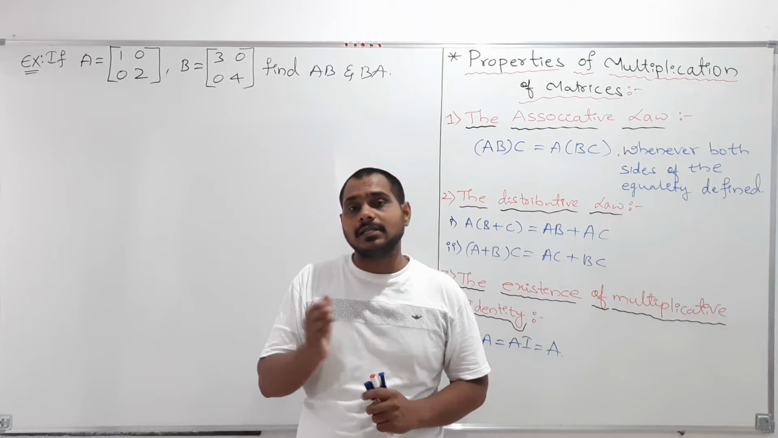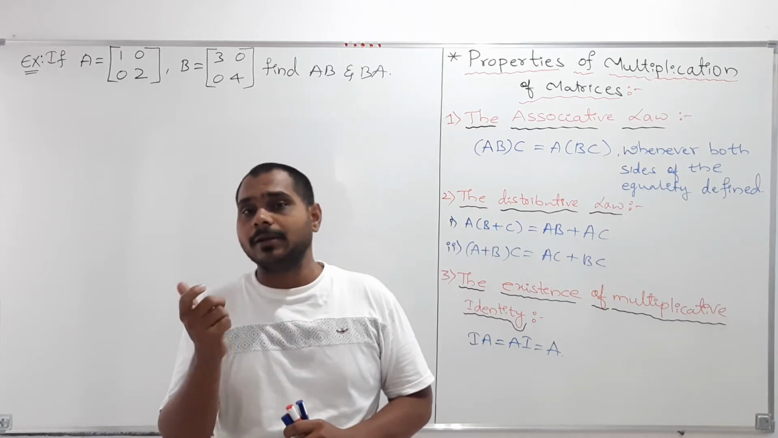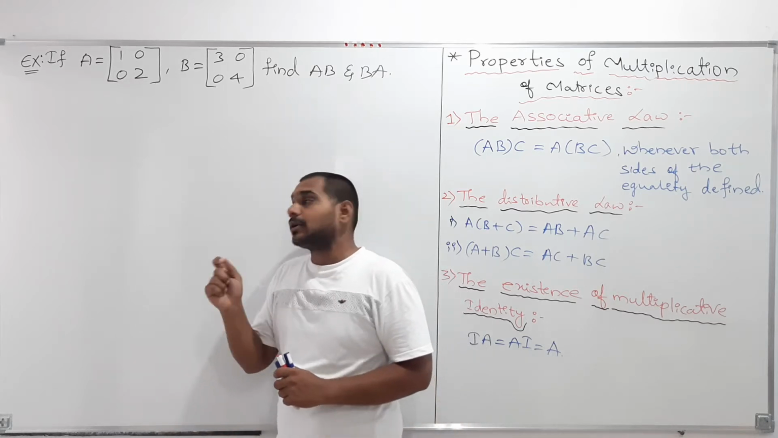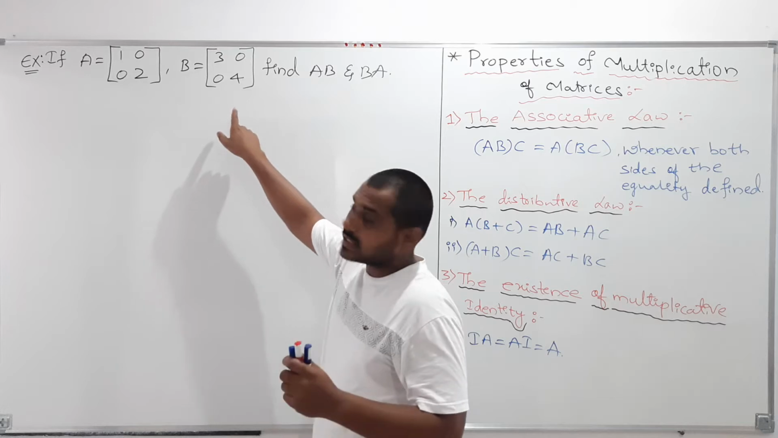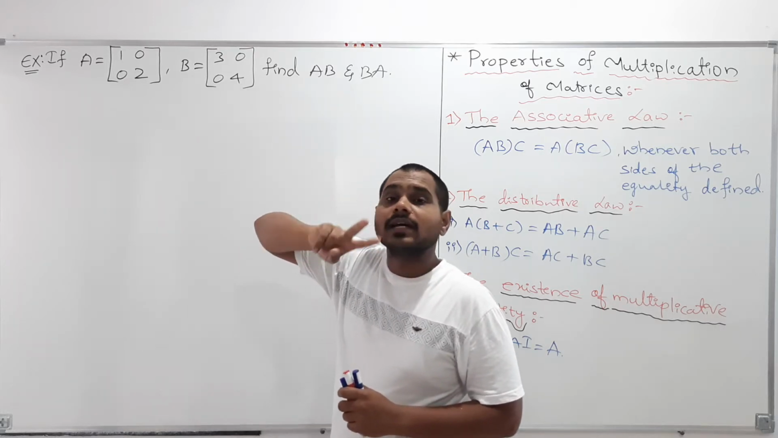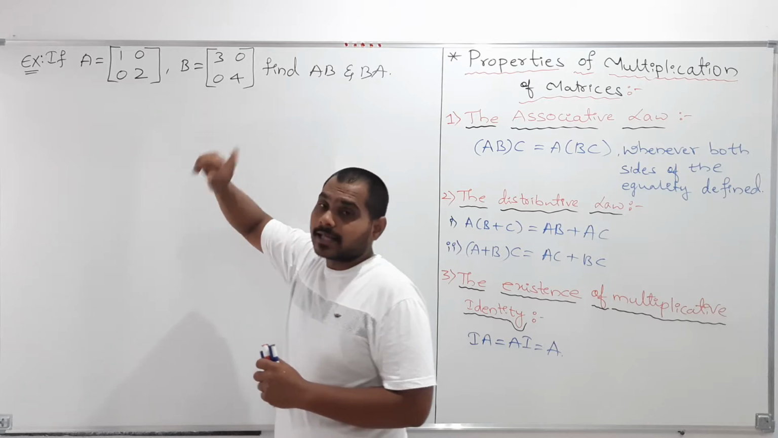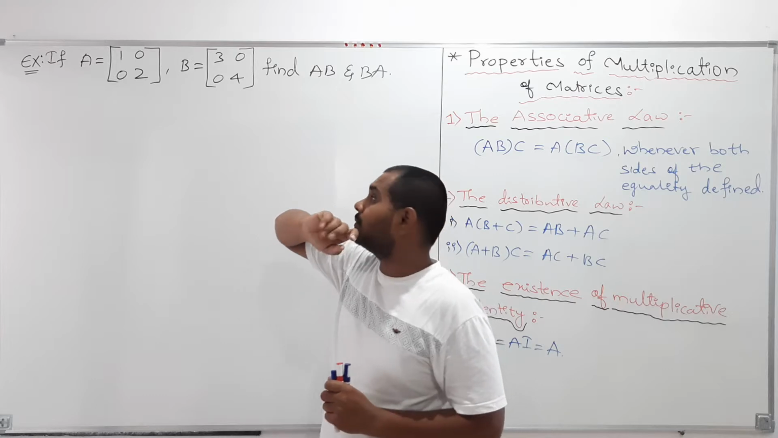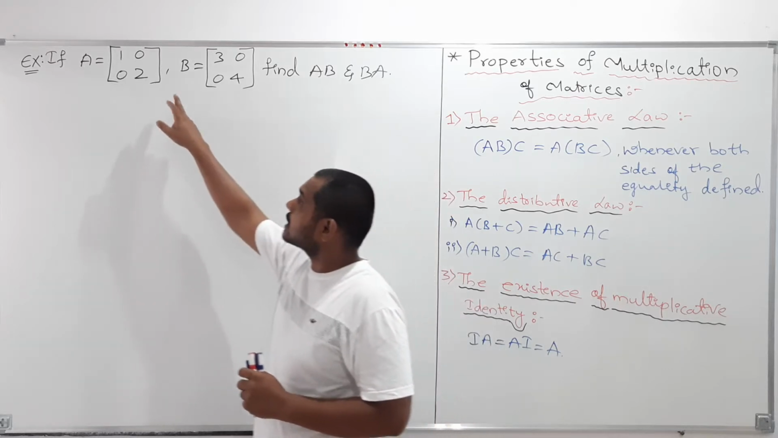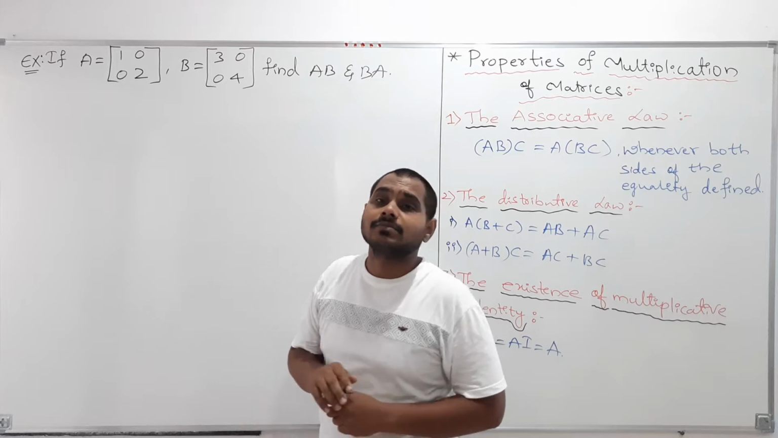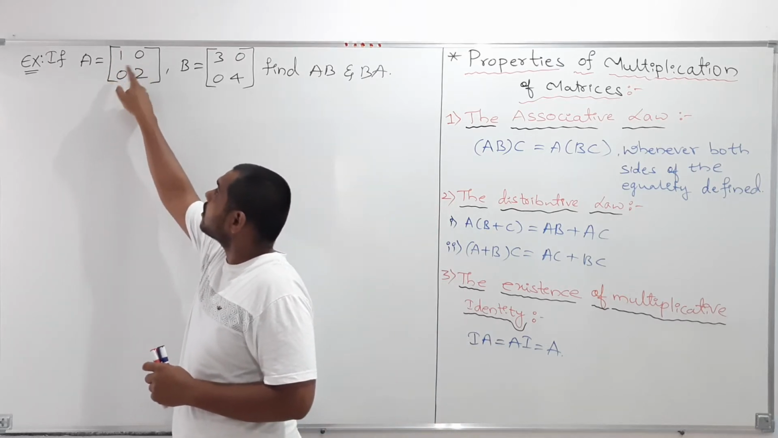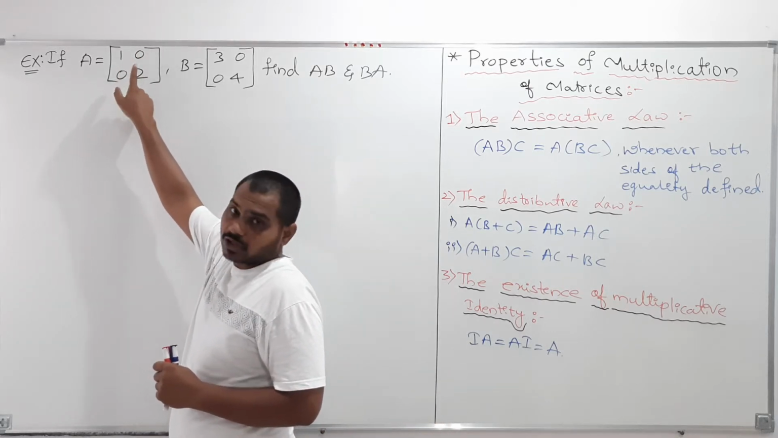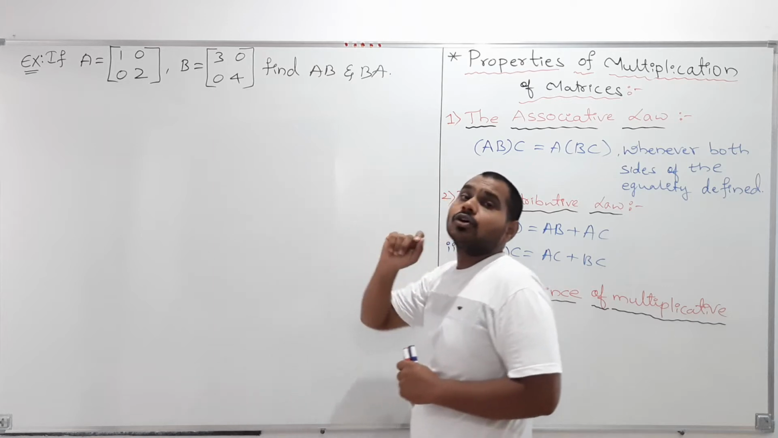In the previous video, we took two matrices and discussed that AB is not equal to BA. In today's class I am going to discuss that since these are two diagonal matrices, their products AB and BA will be the same. My dear students, I hope you understood what is meant by diagonal matrices. Diagonal matrices means all the non-diagonal elements must be 0.